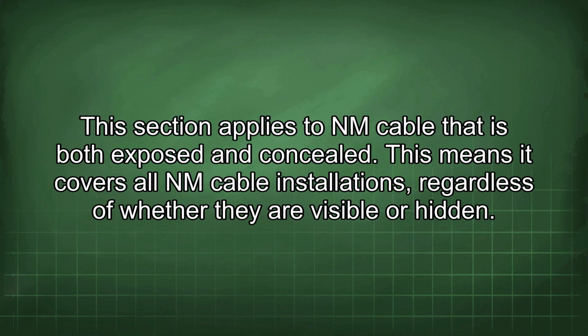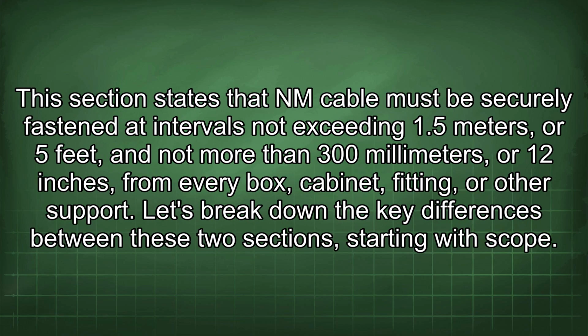Now let's move on to section 336.18 of the 1999 NEC. This section applies to NM cable that is both exposed and concealed. This means it covers all NM cable installations regardless of whether they are visible or hidden. This section states that NM cable must be securely fastened at intervals not exceeding 1.5 meters or 5 feet and not more than 300 millimeters or 12 inches from every box, cabinet, fitting, or other support.